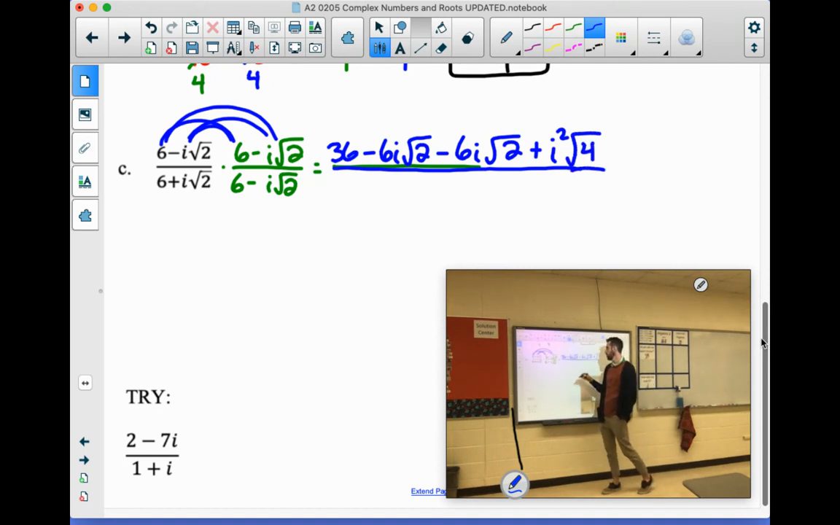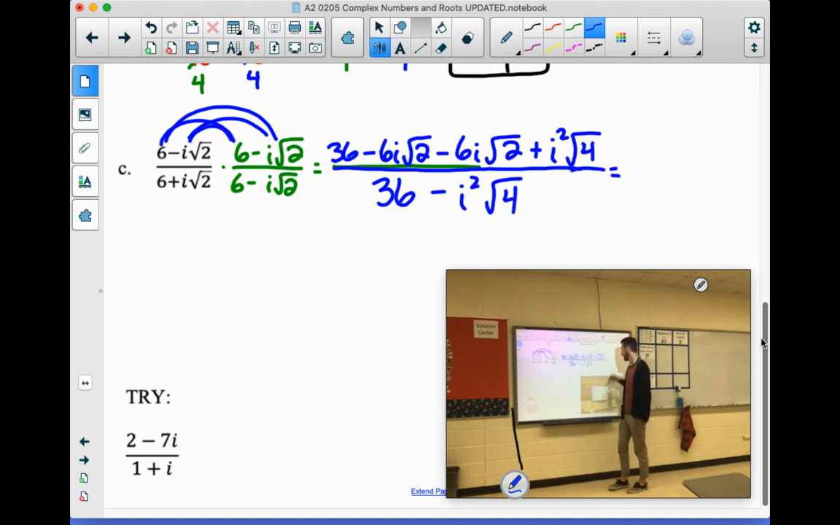Difference of squares on the bottom. 6 times 6 is 36. You always make it a minus, and then you square the last one. i times i is i squared. Square root of 2 times the square root of 2 is the square root of 4.